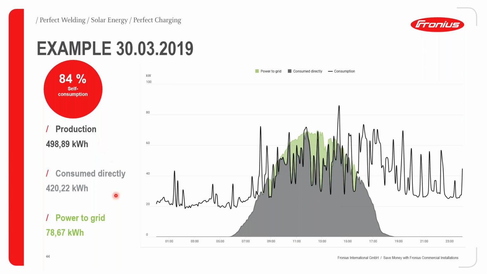The production on this day was 498.89 kilowatt hours, and the amount of energy consumed directly was 420.22 kilowatt hours. And then the power to the grid, very important, was a meager 78.67 kilowatt hours, which was quite minimal, if I'm being honest.